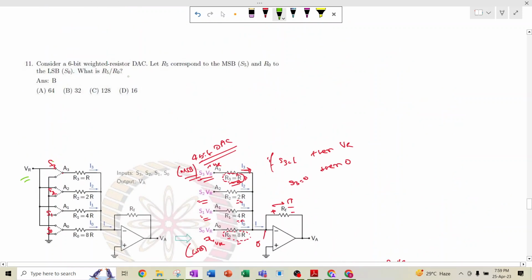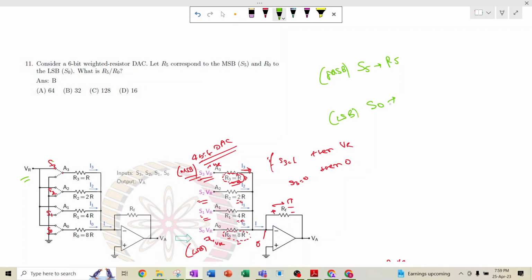Now what is the question? In the 6-bit weighted resistor DAC, let R5 correspond to the MSB, that is S5, and R0 correspond to the LSB, S0. Now what is R5 by R0?